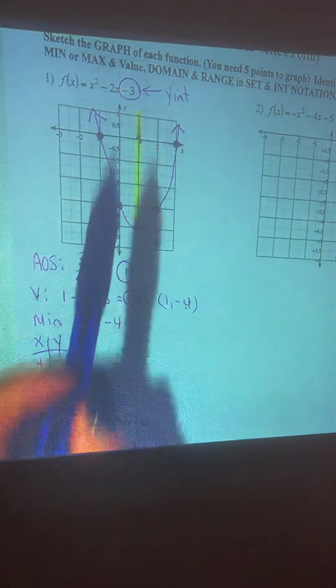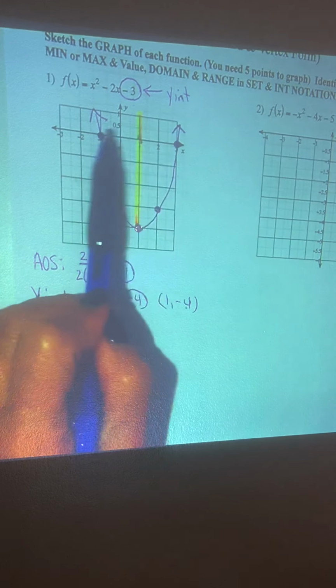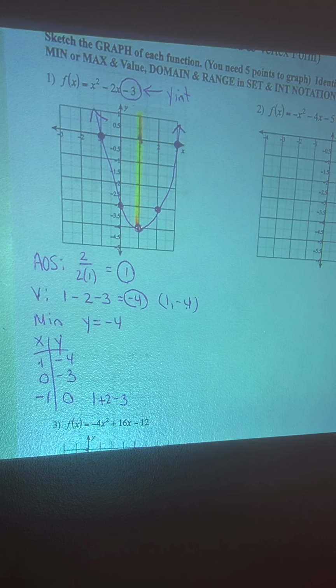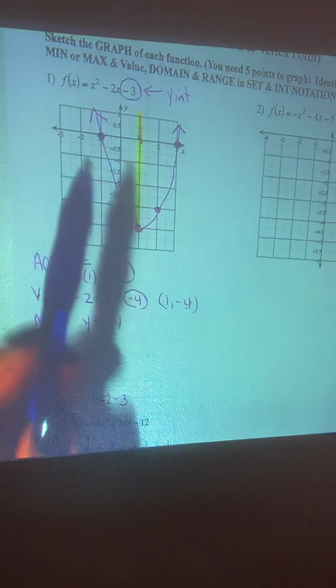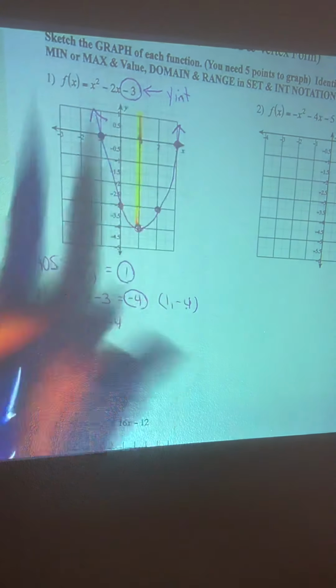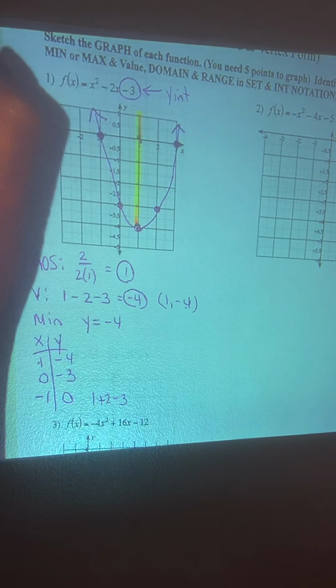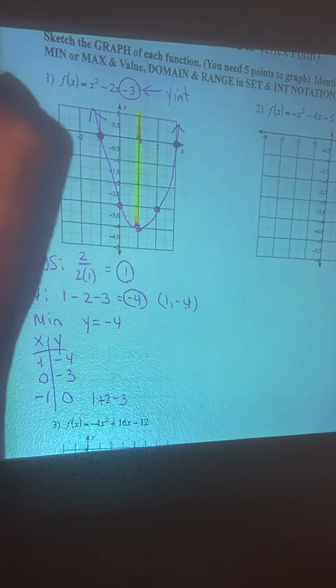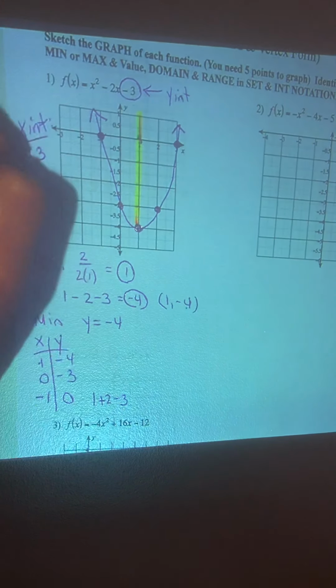Notice this hits our x-axis 2 times, which means it has 2 solutions. Remember that, guys? 2 solutions. You're going to see on a couple of the Sophia problems, it's going to ask for the x-intercepts. So the x-intercepts here are, what does that say, negative 1 and positive 3. X-intercepts, negative 1 and positive 3. Okay?